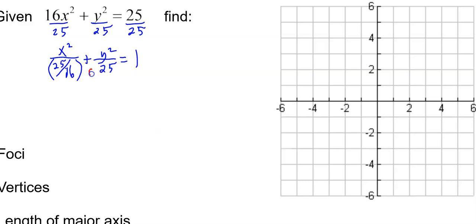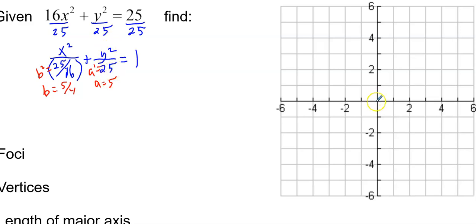So this one is my a squared. So that's going to be a equals 5. This one is my b squared. So b squared is this. So my b is equal to the square root of that, which is 5/4, or 1.25. So a is 5, so a is underneath y, which is vertical movement.